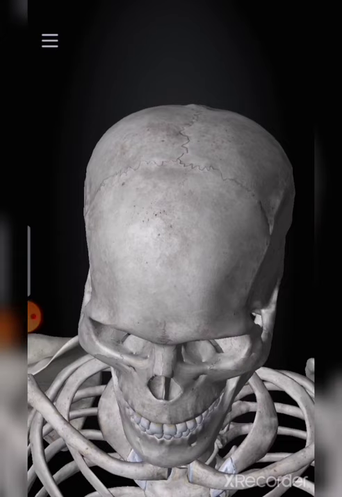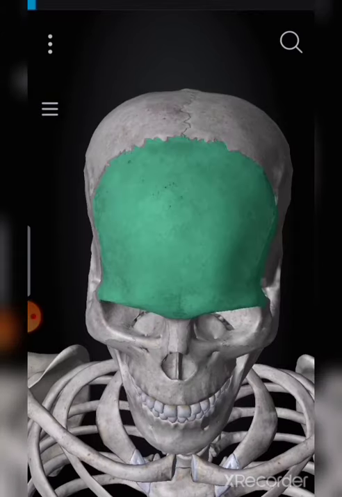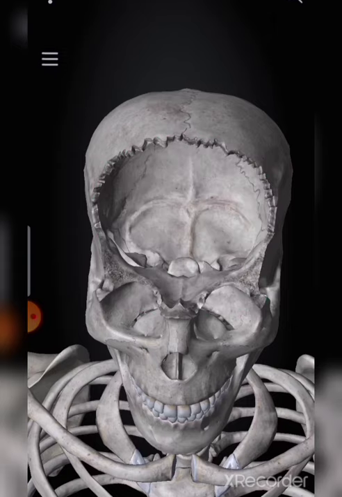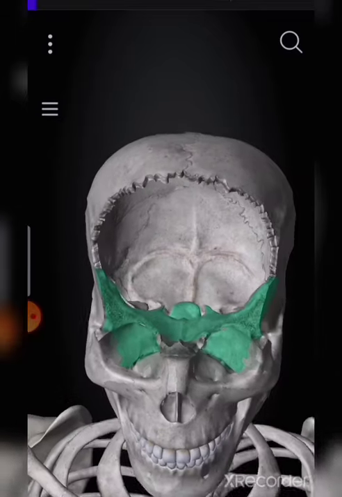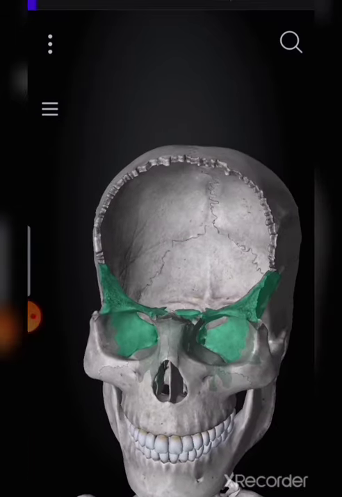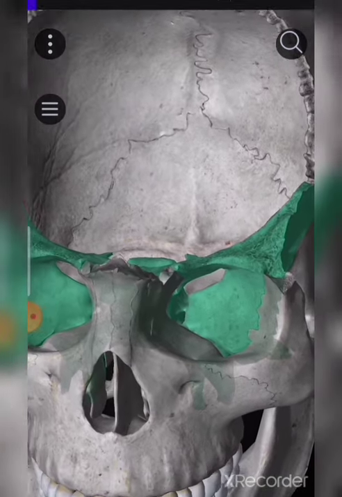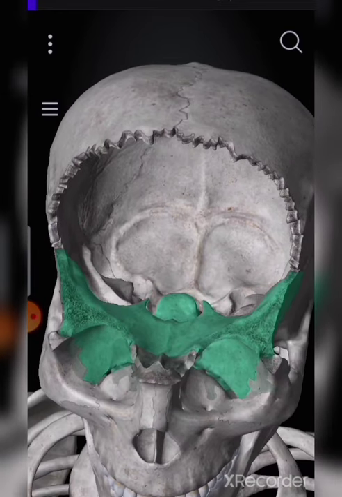If you want to see the internal aspect also, let's hide the frontal bone. So this bone here is the sphenoidal bone. The sphenoidal bone also contributes, as you can see, to the formation of your orbital cavity. And this one here is the sphenoidal bone.